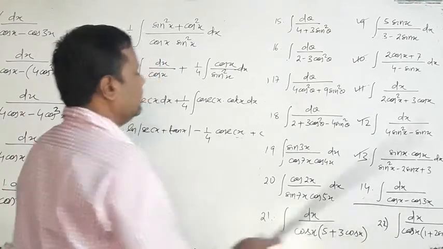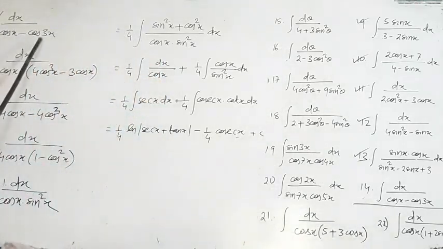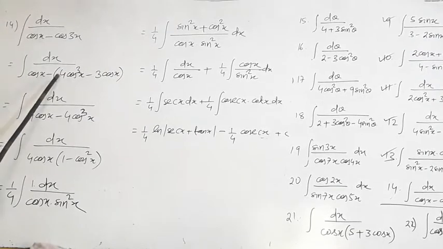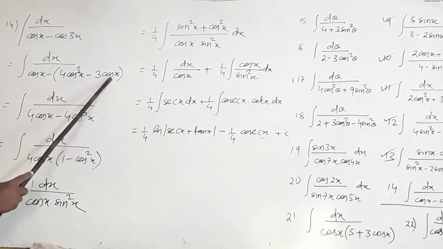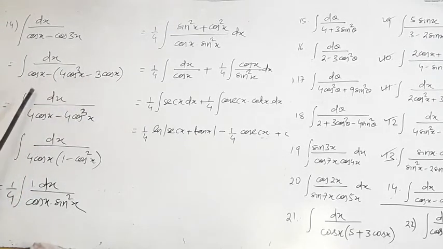dx by cos x minus cos 3x. Just apply the formula: cos 3x is 4 cos cube x minus 3 cos x. Then when you separate them, it becomes 4 cos x minus 4 cos cube x. Then take 4 cos x common, it is 1 minus cos square x. 1 minus cos square x is sin square x. So 1 by 4 goes outside, cos x into sin square x.